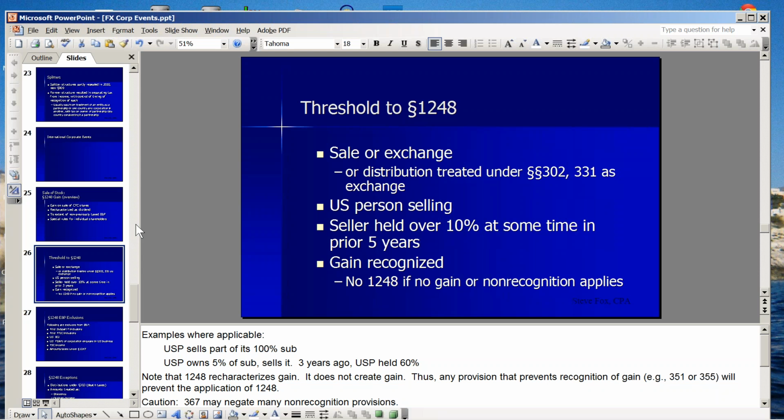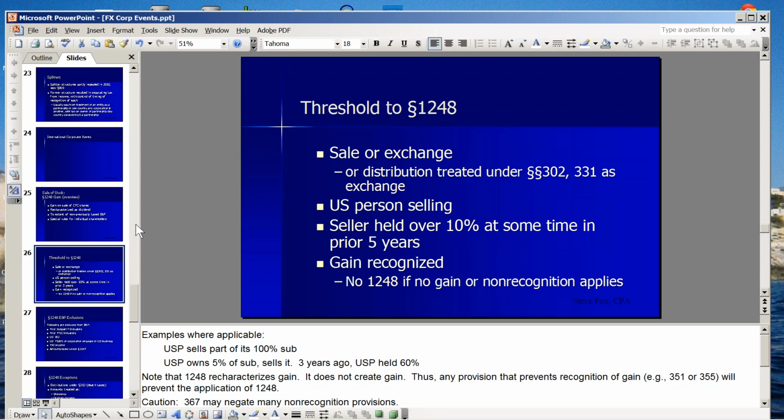But here's the rub. It only applies for a U.S. person selling shares of the CFC. It only applies if the seller held more than 10% at some point in the past 5 years. In other words, if I was a U.S. shareholder of a CFC at any time in the last 5 years and sell those shares, then 1248 applies.